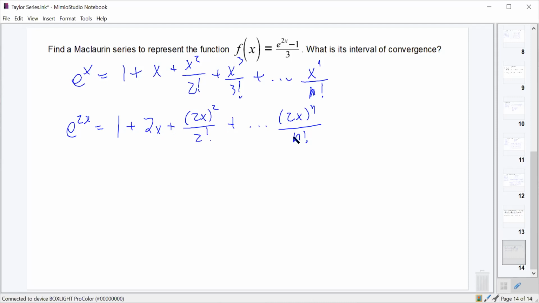All right. What if I want to subtract 1, though? Subtract 1. So what does my series now look like? Do I subtract 1 from each term?